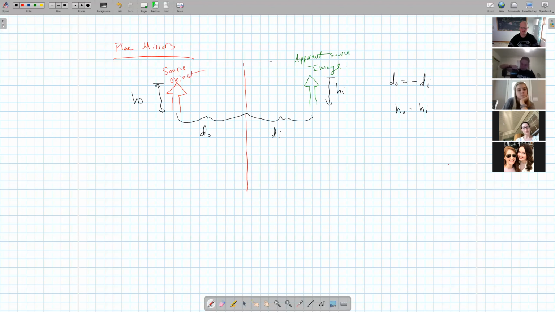So let's talk a little bit about this image. This image is what's called a virtual image.